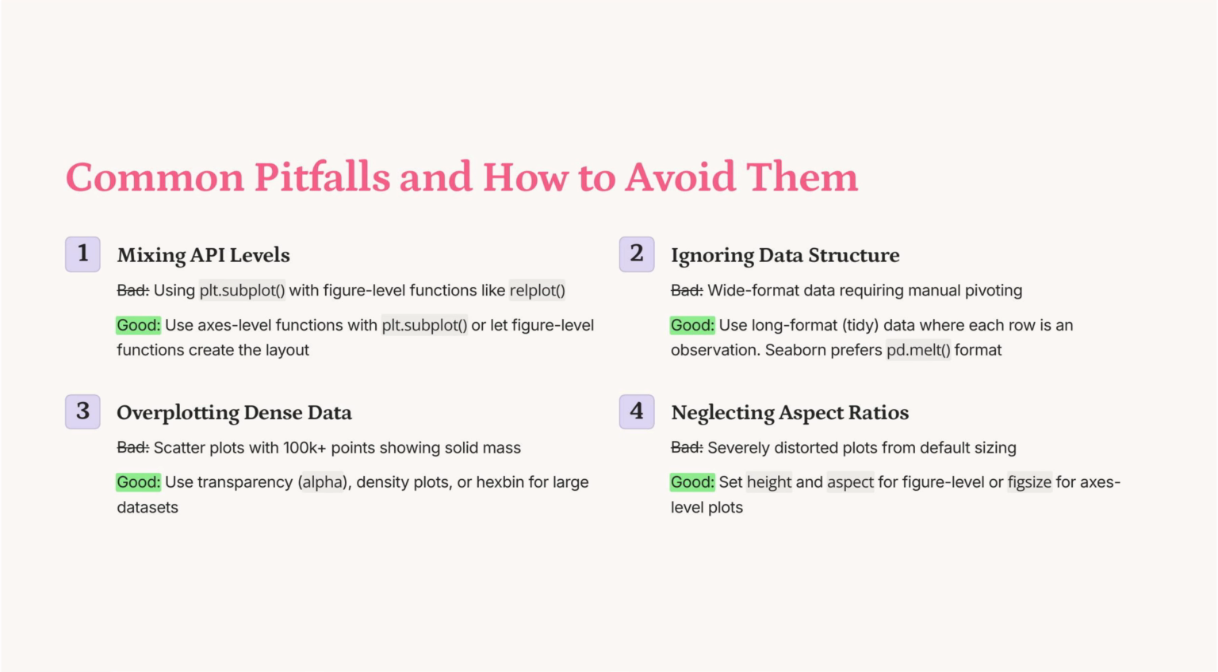Avoid mixing API levels by using axis-level functions with plt.subplots, or letting figure-level functions create layouts. Prefer long-format data using pd.melt to avoid manual pivoting. For dense data, use transparency, density plots, or hexbin to prevent overplotting. Ensure proper aspect ratios by setting height and aspect for figure-level, or figsize for axis-level plots.